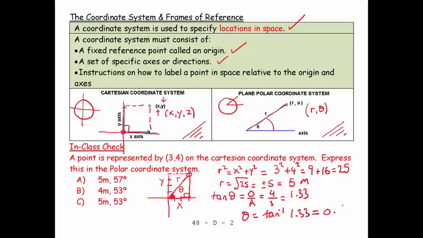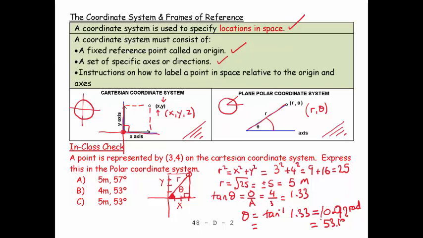0.92 radians. And sometimes I'll get an angle of 53.1 degrees. And yeah, it depends on the mode of my calculator.